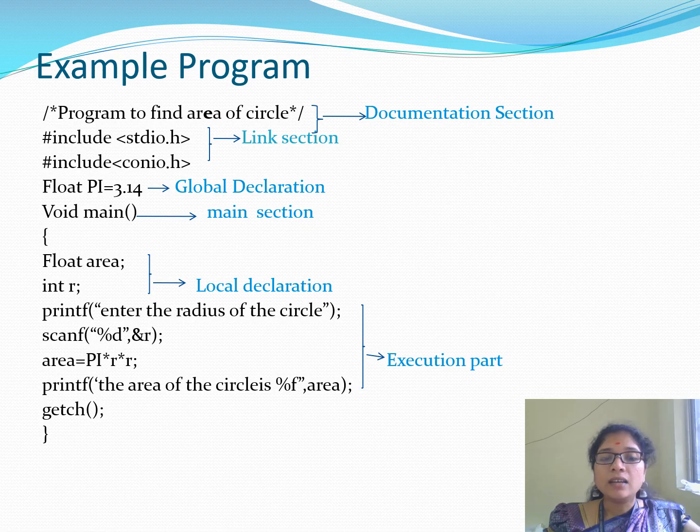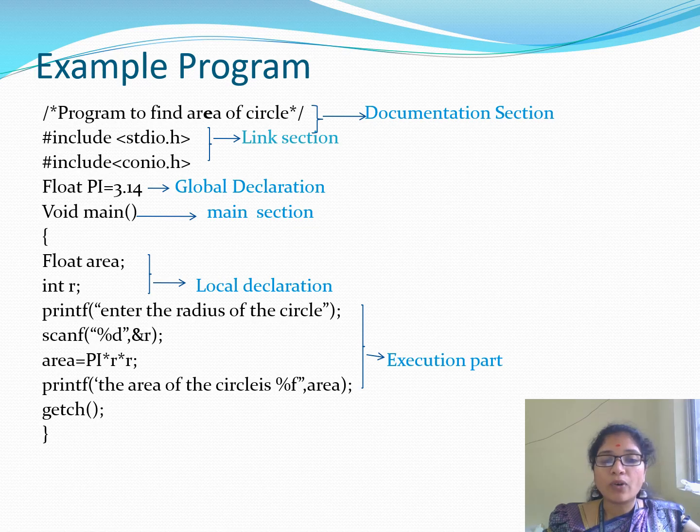Okay, and then we declare the variable before the main function: float pa = 3.14. This is a global declaration. A global declaration means we can use this value, pa = 3.14, in any function. If we have multiple functions in this program, we can access this value in any of them. Okay, it is a global declaration.